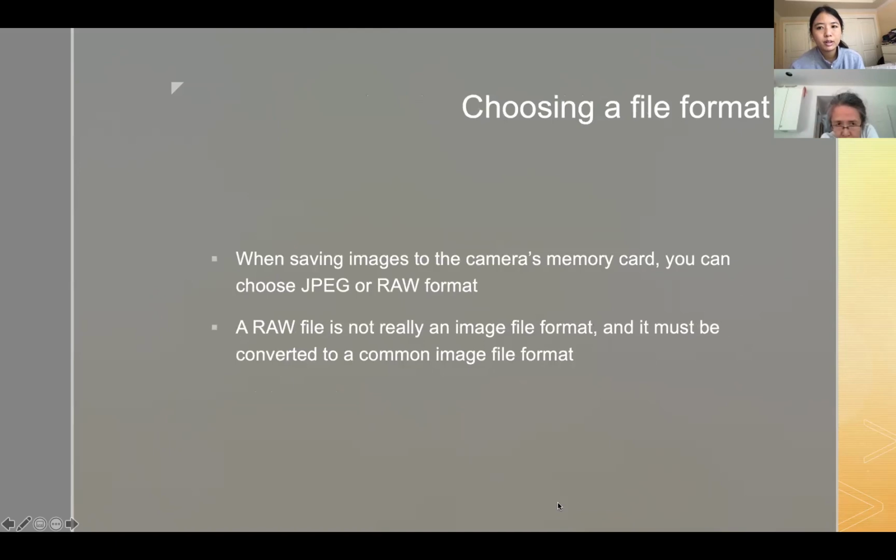And when choosing a file format, remember when saving images to the camera's memory card, you can choose JPEG or RAW format. A RAW file is not really an image file format, and it must be converted to a common image file format.